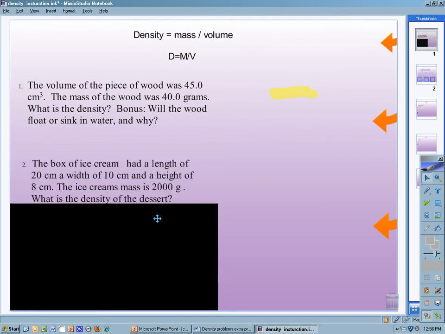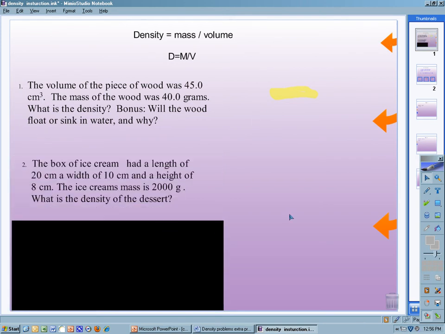Your next practice question is this one. The box of ice cream has a length of 20 centimeters and a width of 10 centimeters and a height of 8 centimeters. The ice cream has a mass of 2,000 grams. What is the density of the dessert? Please pause the video, take a minute, and try to solve the problem.